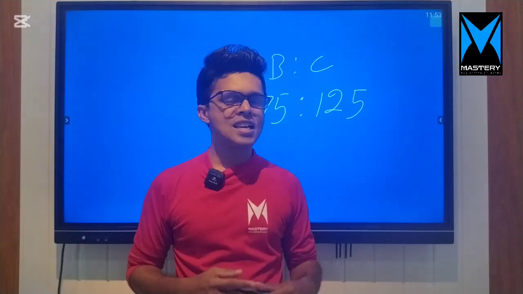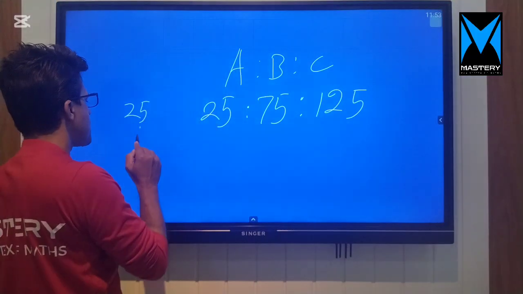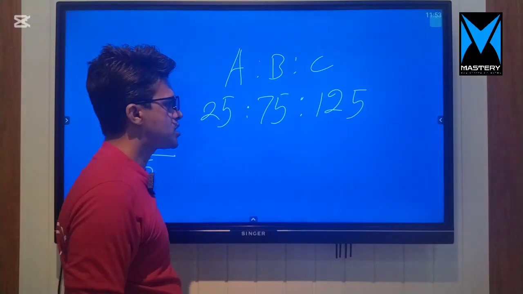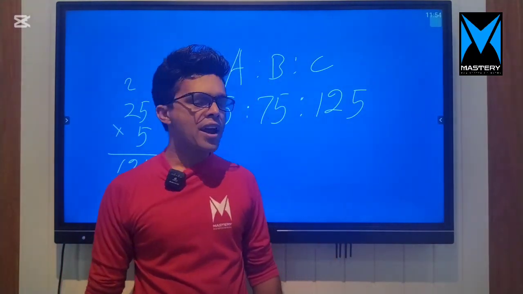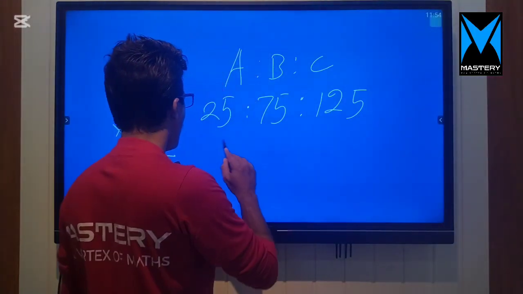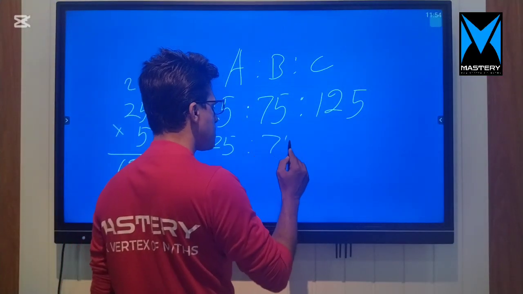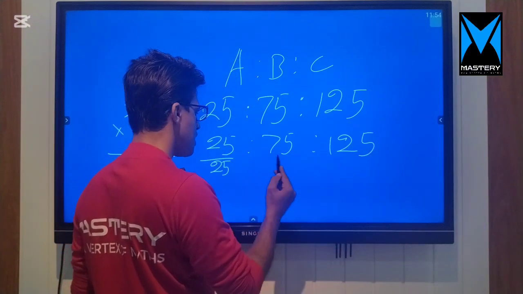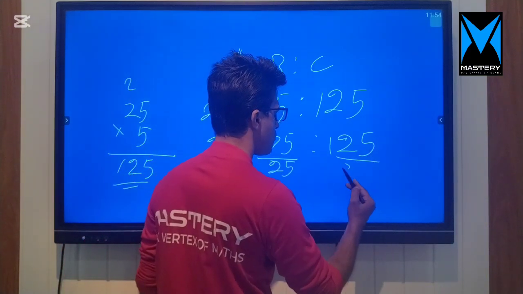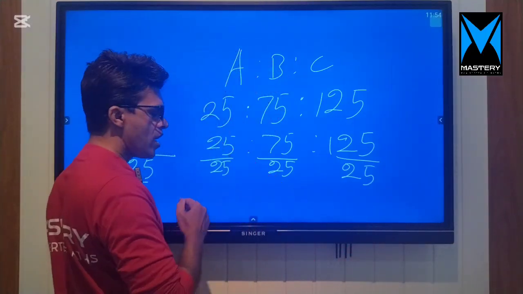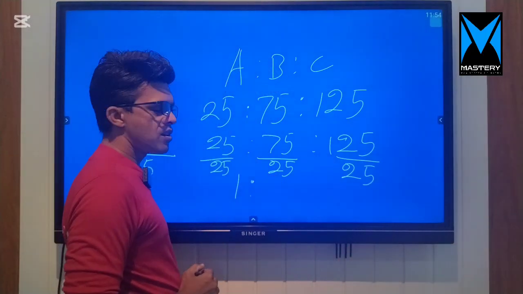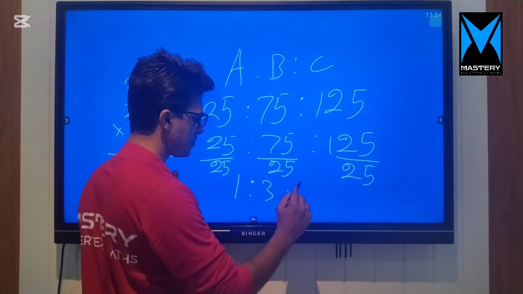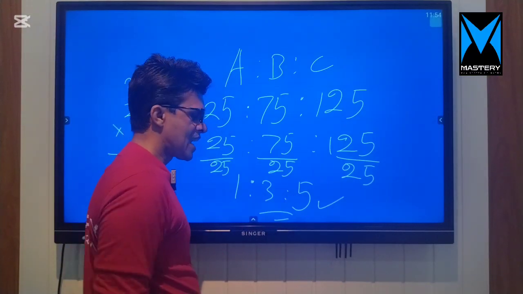25 times 5 should be 125. So this number also can be divided using 25. Therefore, all the terms are divisible by 25. 25 upon 25 is 1, 75 upon 25 is 3, 125 upon 25 is 5. So the answer is 1 to 3 to 5.